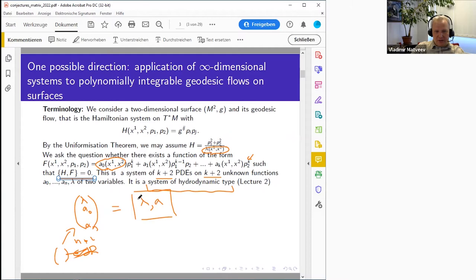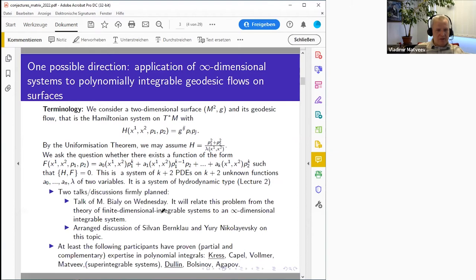This one is the derivation with respect to x1, and this one is the derivation with respect to x2. And this vector stays here as well, lambda, a zero to a n. It is a system of hydrodynamic type, and actually it is integrable. I will comment on this later.